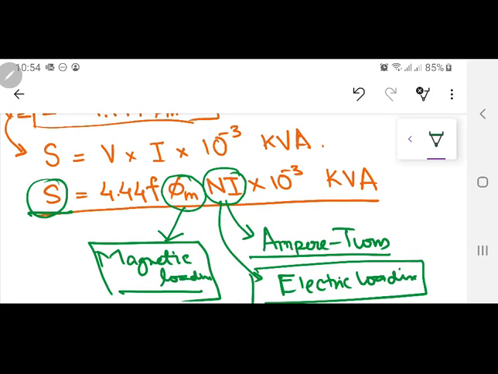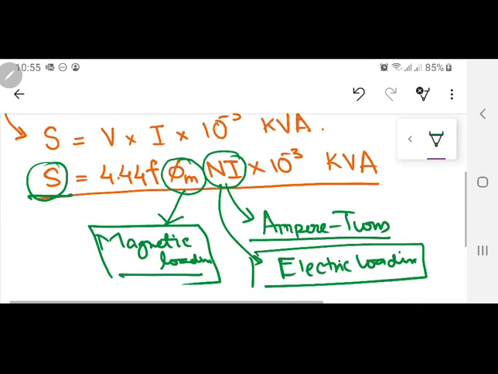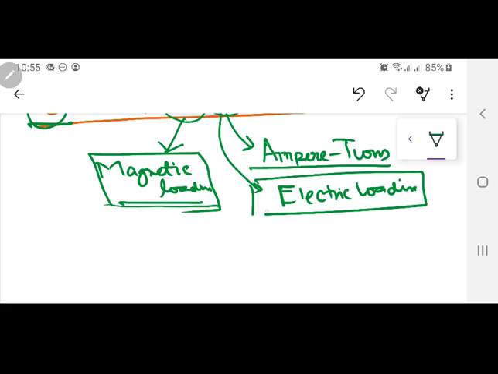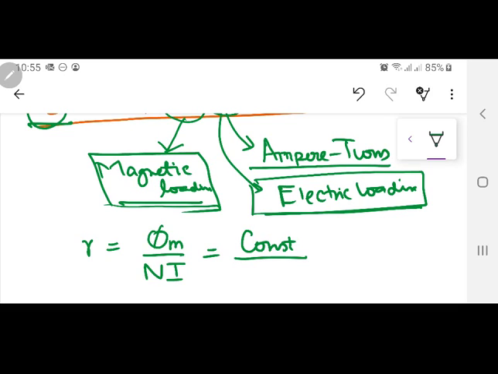How? Magnetic loading, as I just told you, increases the flux inside the core. Flux increases what? Core losses. And Ni increases the copper losses. So what value of Ni you choose or what value of phi m you choose is going to decide your transformer losses overall. So whenever you are designing a transformer, the term of this magnetic loading divided by this electrical loading, we are going to call this one phi m divided by Ni, and we are going to keep it constant, not for all the transformers, only for that particular transformer.